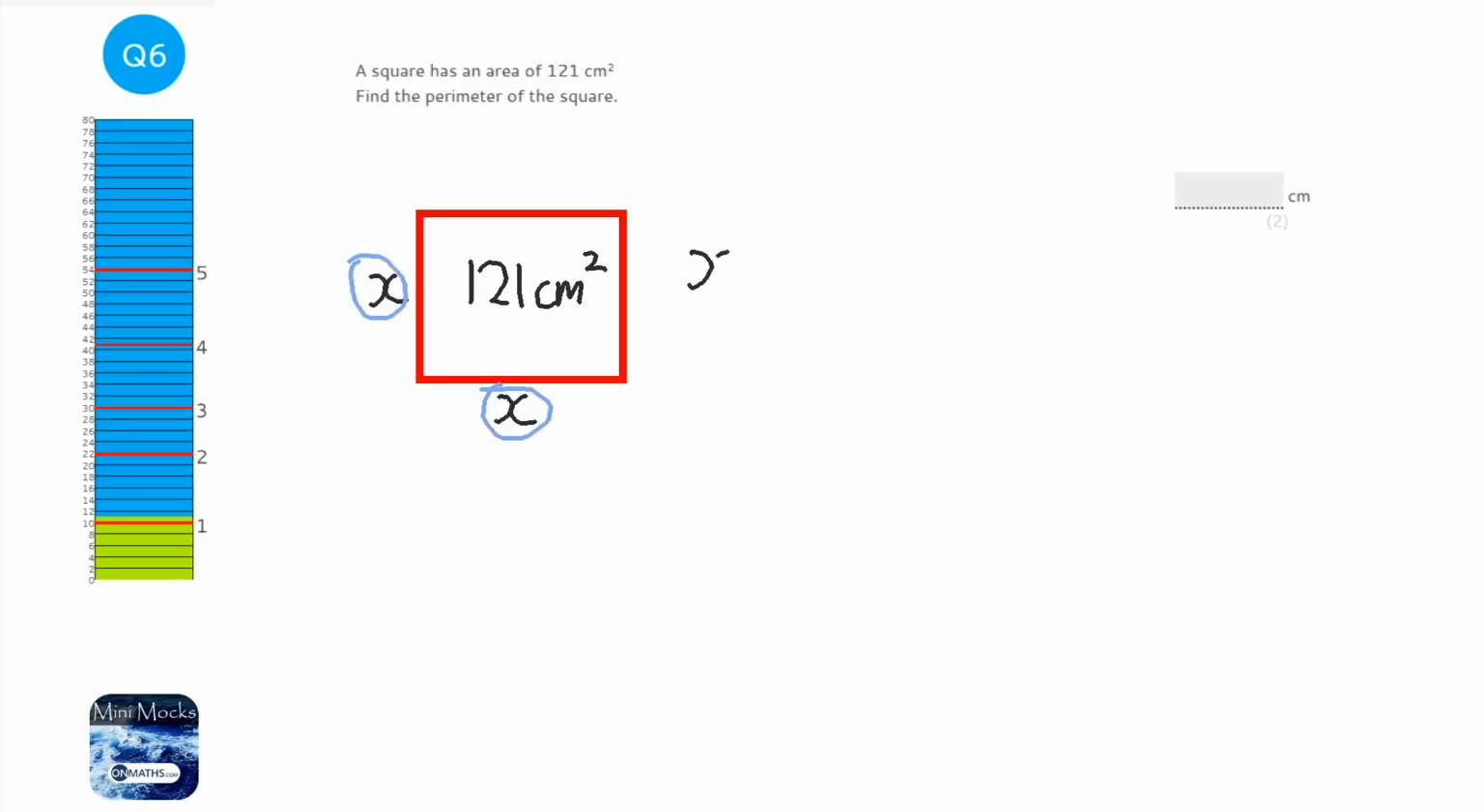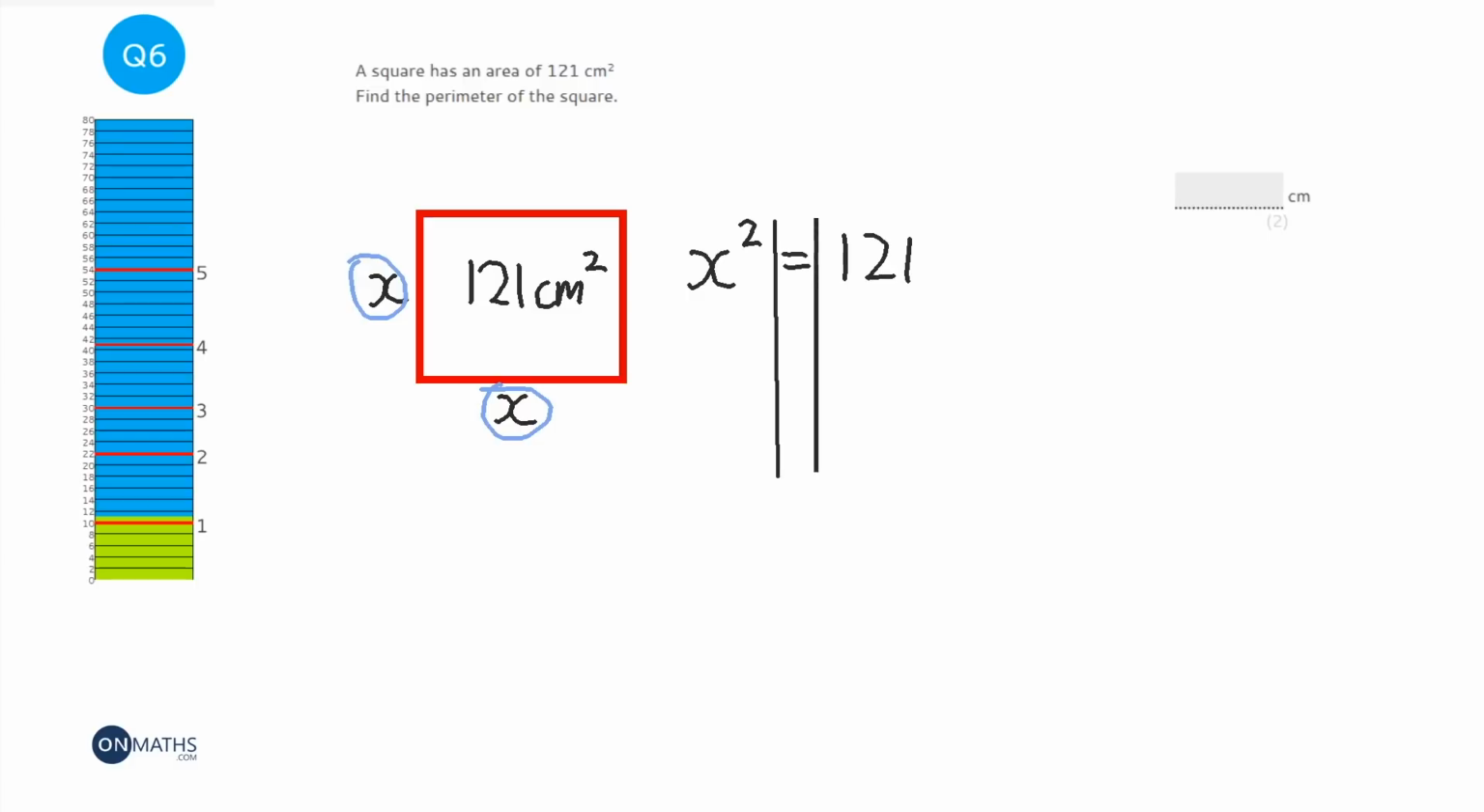So I know that x times x, or x squared, equals 121. And if I put my lines in, then I can square root both sides, and so x is 11. So I know that 11 times 11 is 121.